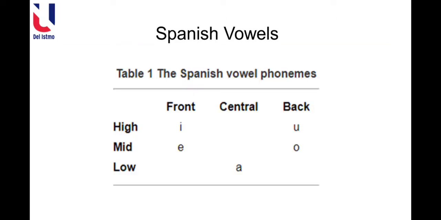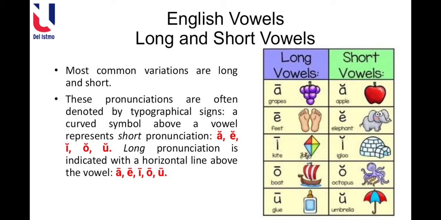So we have here the Spanish chart. We can see our vowels, and as I said before, I had put a chart, but if you don't understand that, you can also see this one. And we are talking about in which position the tongue is, high, mid and low, and in which part of the mouth the tongue is, if it's in the back, in the front, or in the center. So let's go to English vowel sounds, long and short vowels.